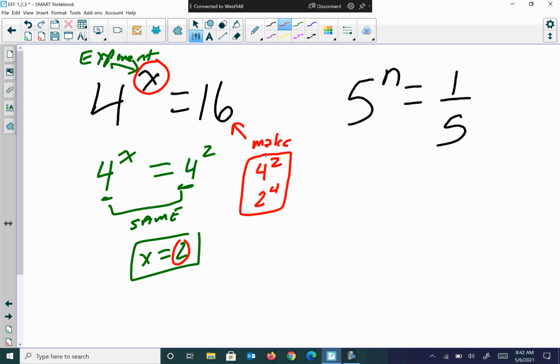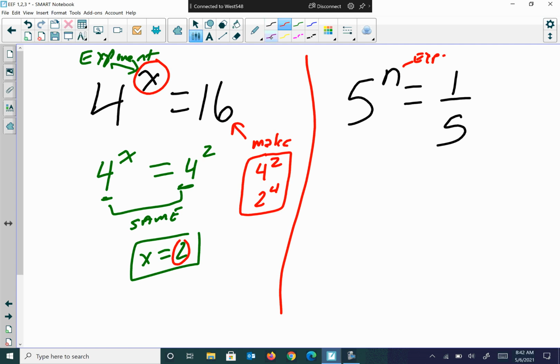Okay, so now this one over here looks a lot different. I have 5 raised to the n power, 5 raised to the n, where this is my exponent. No, I can't, because the exponent's taken away: in my order of operations, exponents come before multiplication. So I have to look at the exponent.